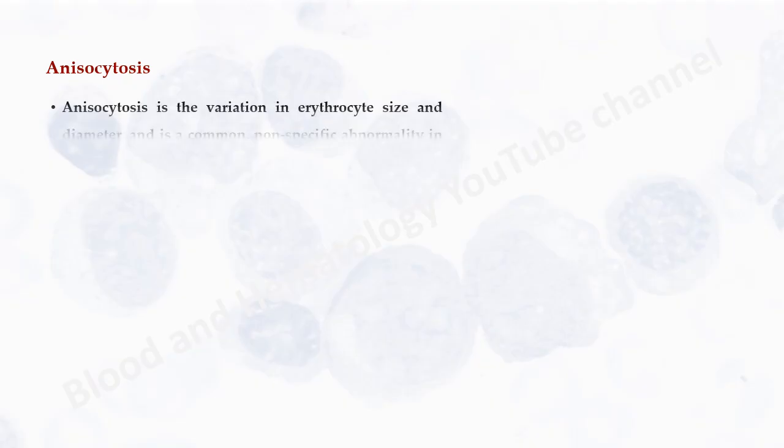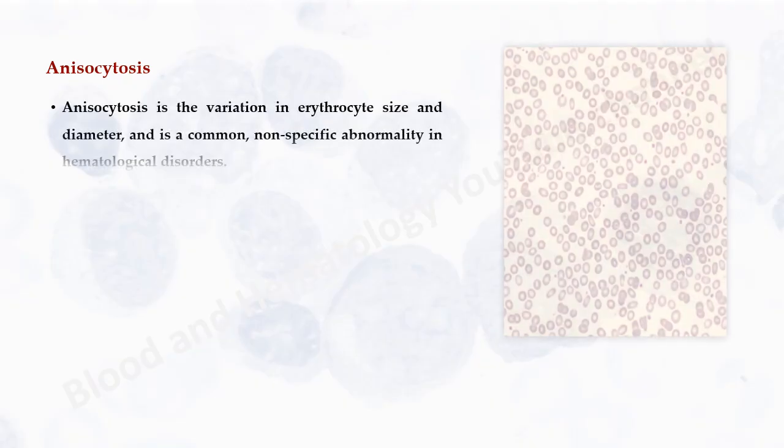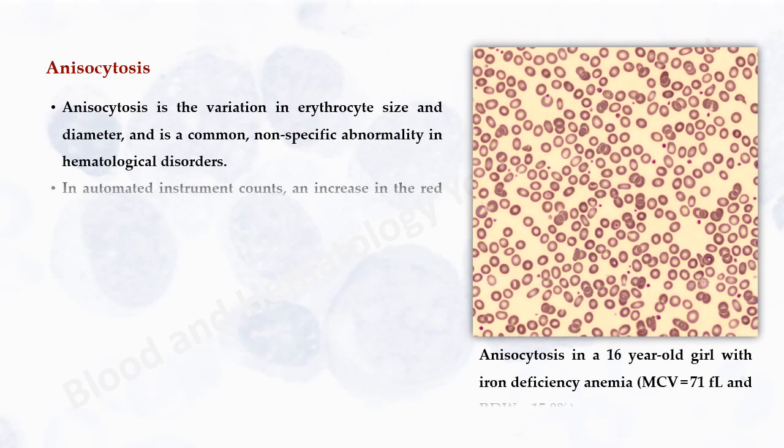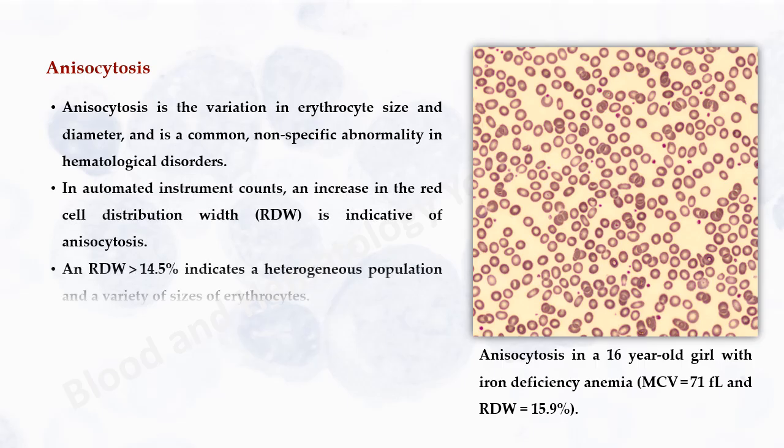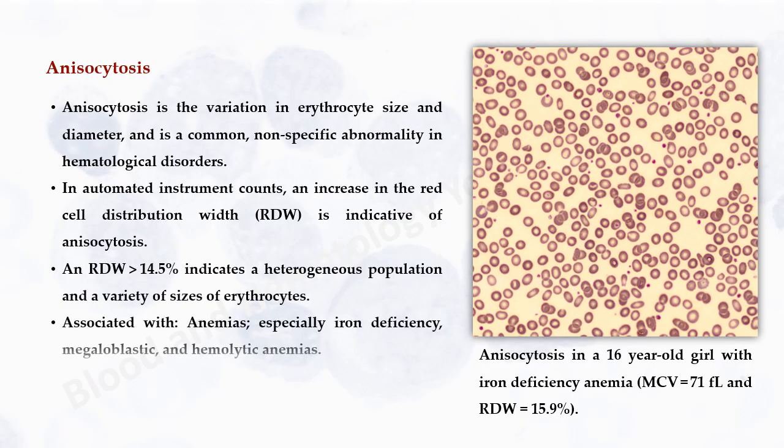Anisocytosis is the variation in erythrocyte size and diameter, and is a common, non-specific abnormality in hematological disorders. In automated instrument counts, an increase in the red cell distribution width is indicative of anisocytosis. An RDW greater than 14.5% indicates a heterogeneous population and a variety of sizes of erythrocytes.